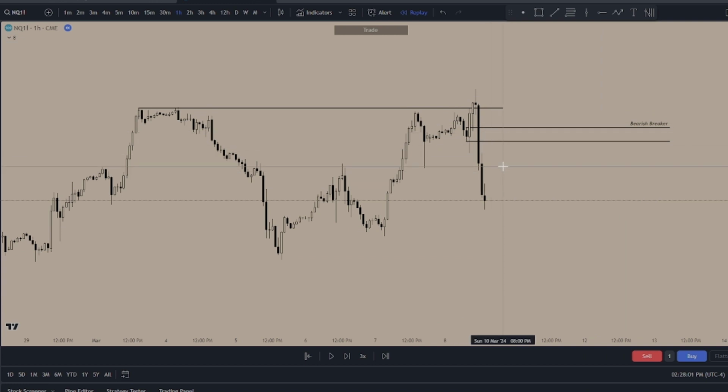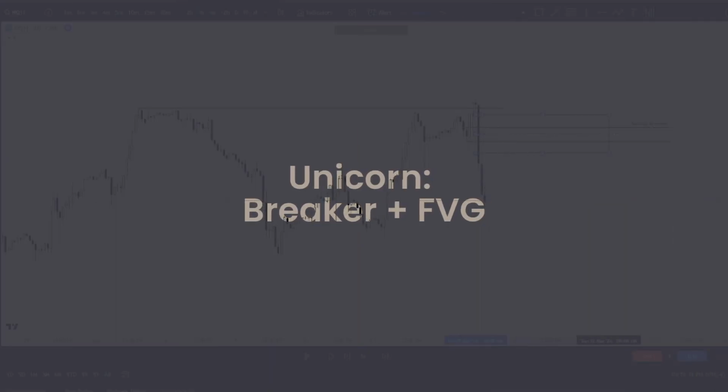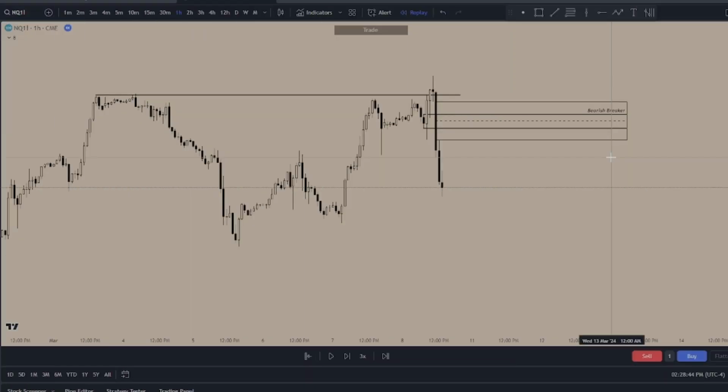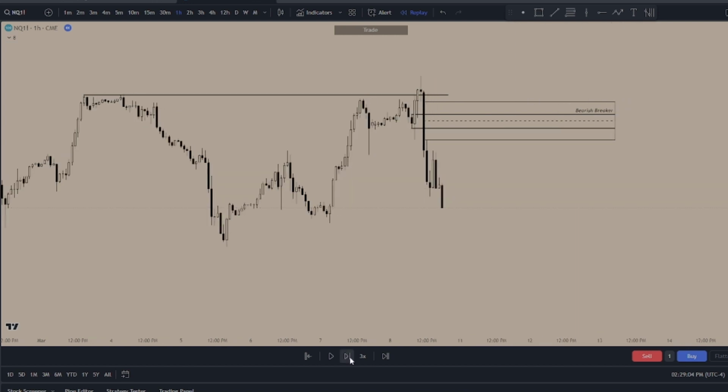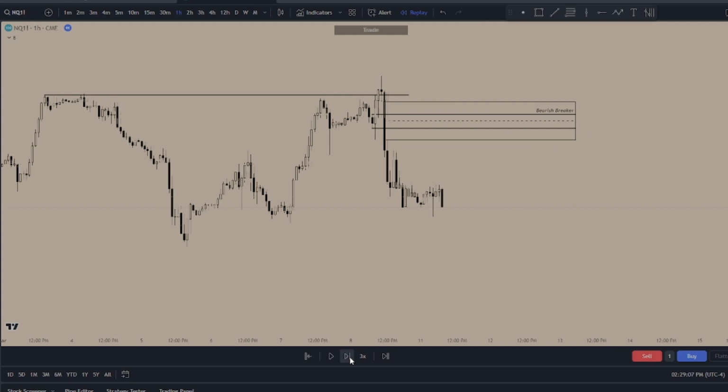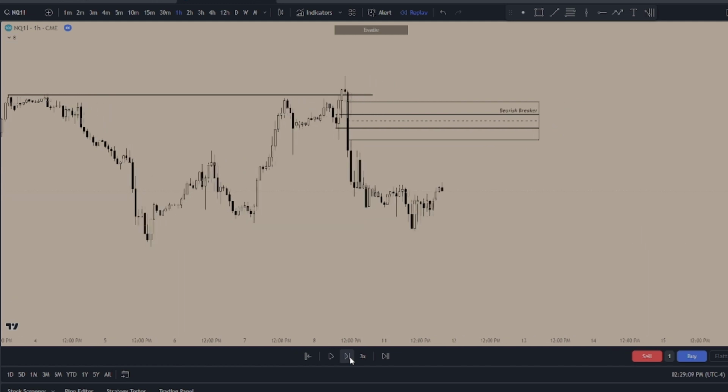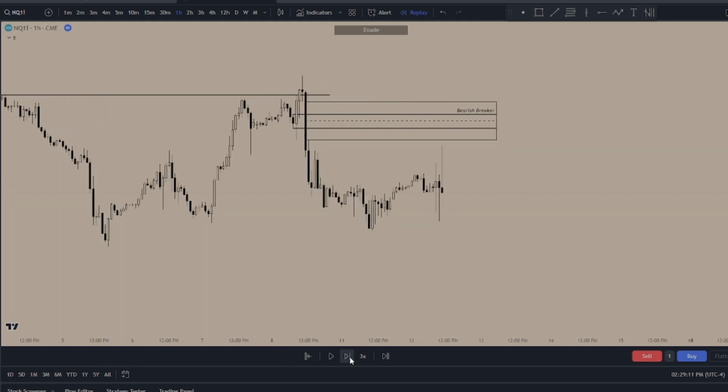Now, in order to take a trade off of this, we need to identify another PD array, right? We have a fair value gap right here. Now, this is what ICT calls his unicorn setup. Now, the entry we're going to be looking for is going to be inside of this fair value gap once we touch this breaker. Our stop loss is simply going to be above the breaker block. This is how I always play unicorn setups. So now we're going to continue playing out this price action and see if we make that return to our breaker fair value gap combination.